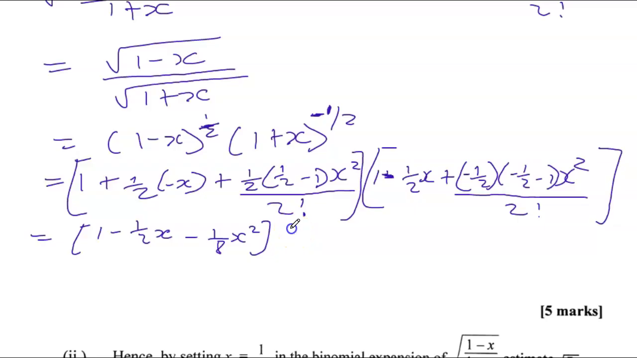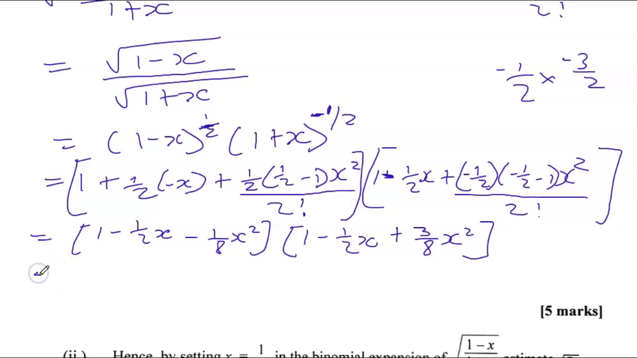In the second bracket, what we have is 1 minus half x. And again for the second bracket, minus half minus 1, that's minus 3 over 2, or minus 1.5. Times minus half, that's positive 3 over 4. And 3 over 4 divided by 2 is 3 over 8, because 2 factorial is 2. So that's 3 over 8 x squared.